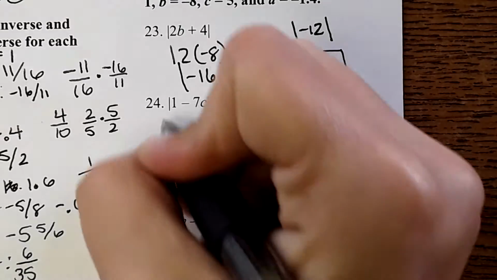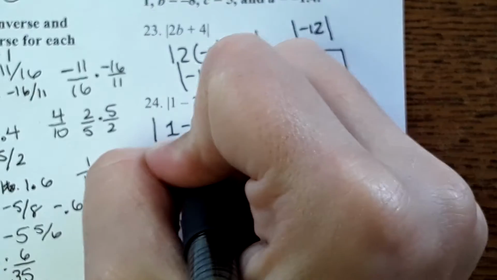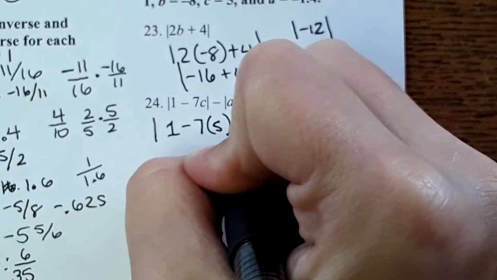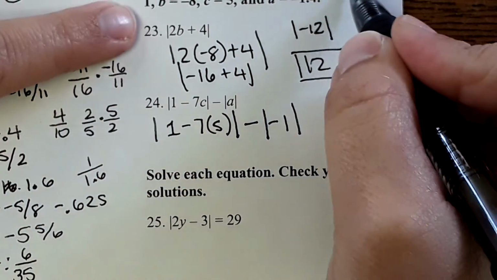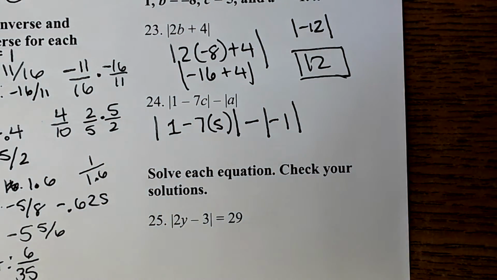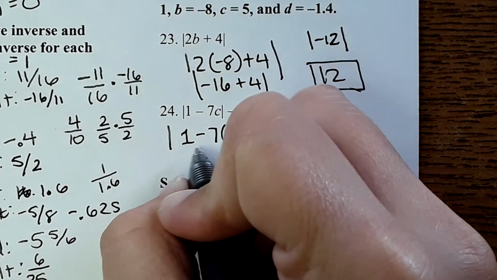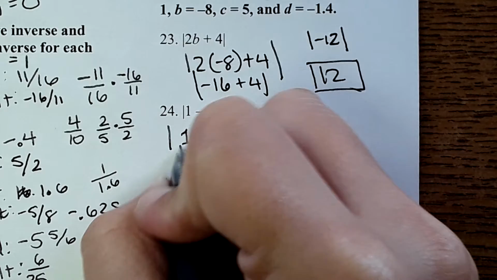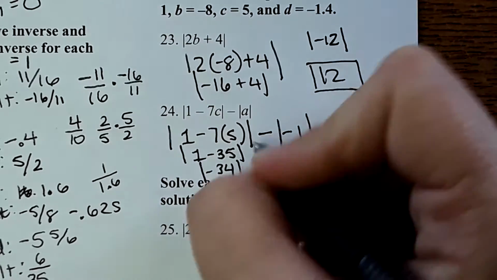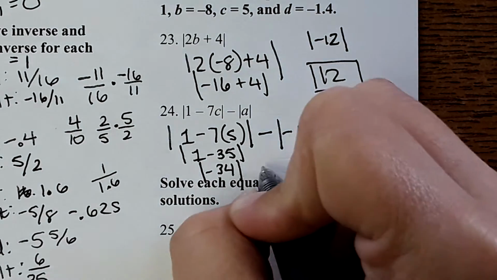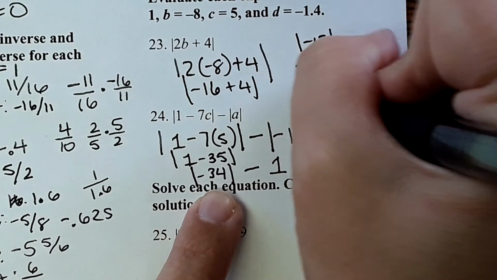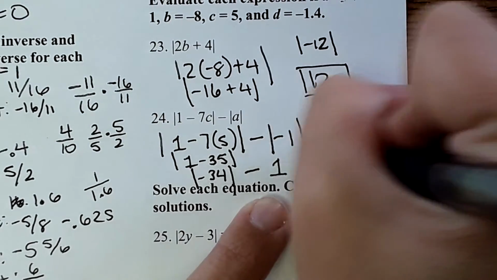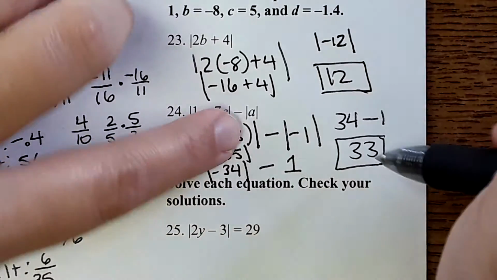Next one, same idea. 1 minus 7 times 5. The a is negative 1. There's like a negative up there. Then once I have it all written out, solve with what's in the absolute value first. Then minus, this would be just positive 1. And this would be positive 34. So 34 minus 1 is 33. Because that subtraction symbol is outside of the absolute values, it stays.